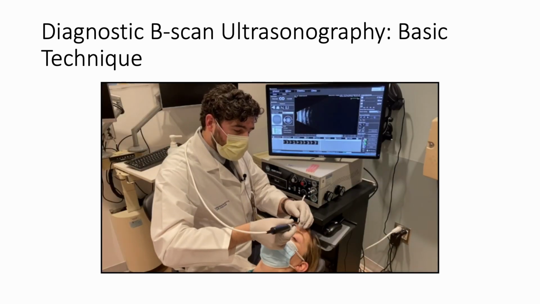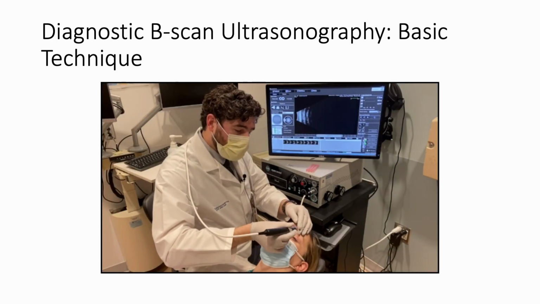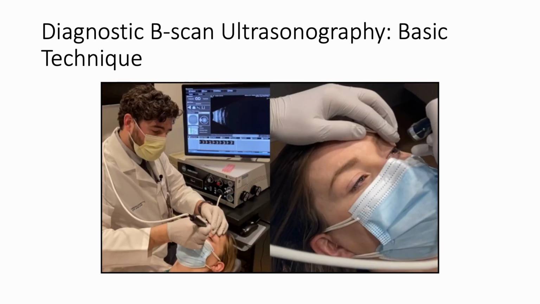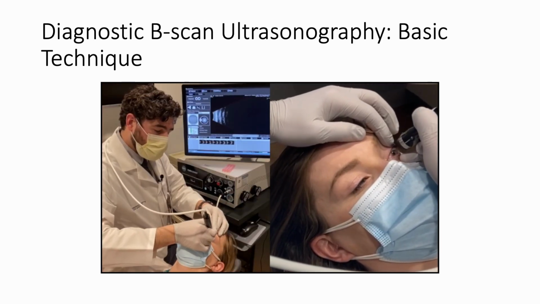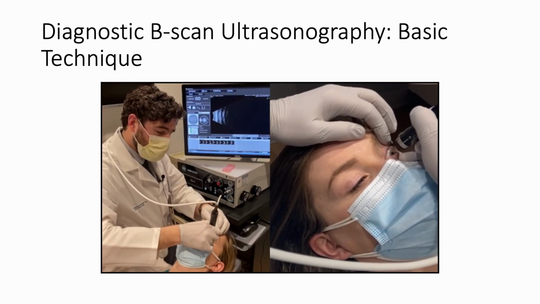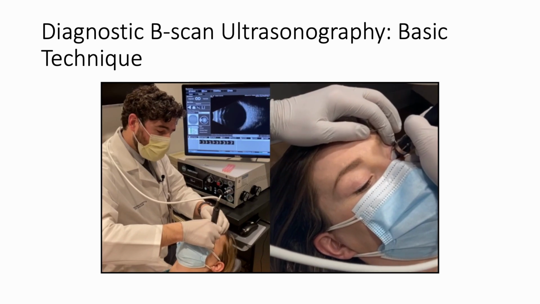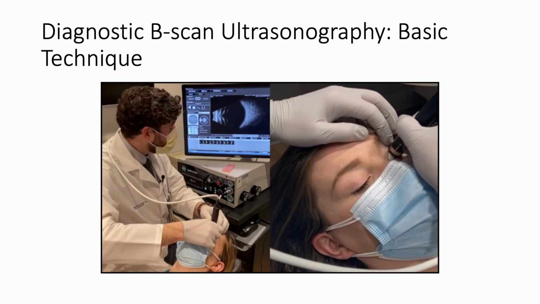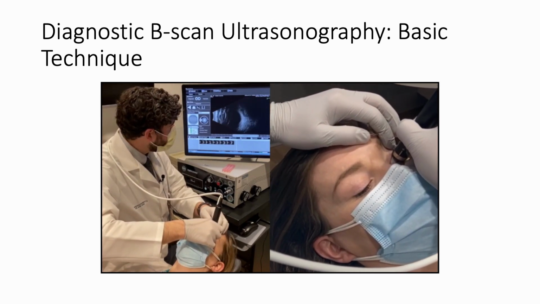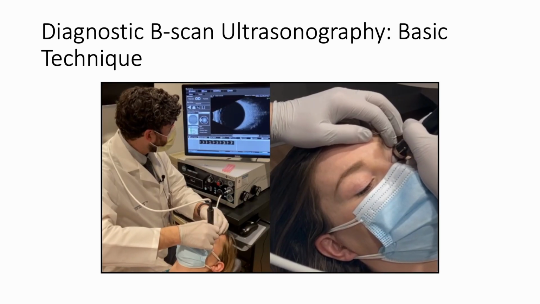Now to evaluate the inferior quadrant, we'll rotate the probe marker nasally, directing the patient's gaze inferior, positioning the probe in the superior portion of the globe, sweeping anterior, posterior.